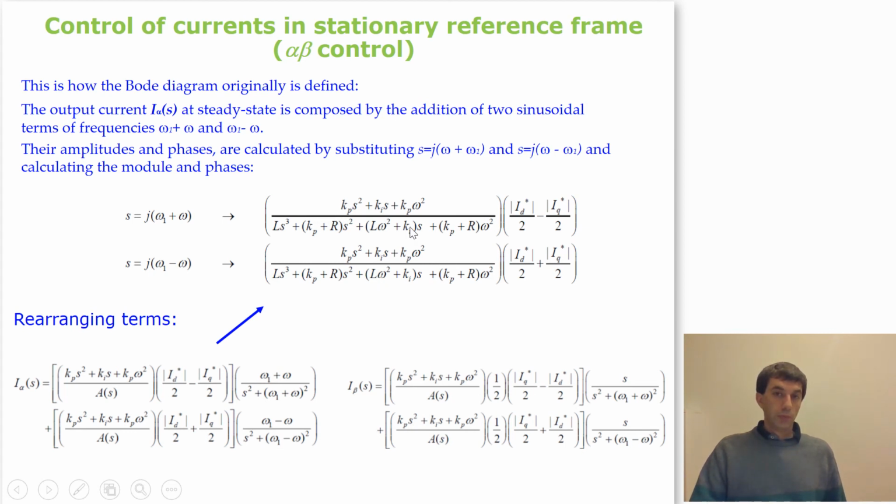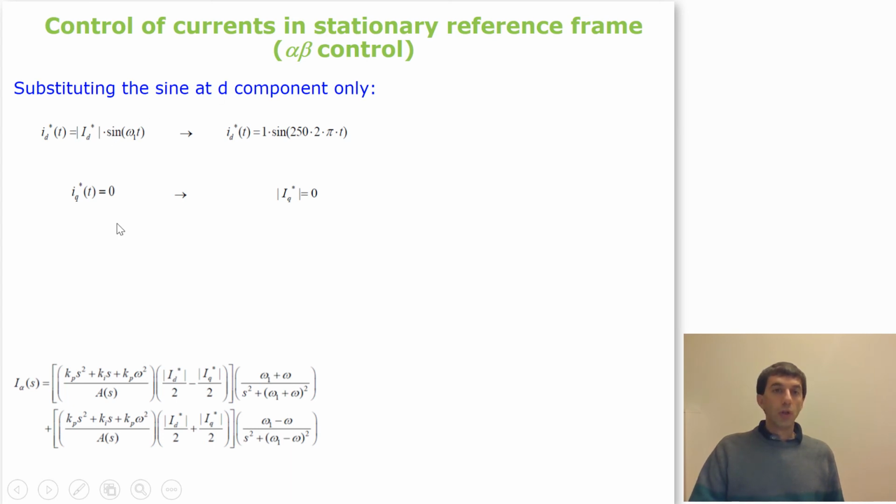So, rearranging the terms and substituting the denominator expression, we have this third order system, 3 poles in both and 2 zeros. If we zero the Q component of the current in order to simplify the analysis, and we only consider the sinusoidal input at the D component of the current, and for instance we give some numbers, 1 ampere of amplitude, and the frequency that we choose for omega 1 is 250 Hz.